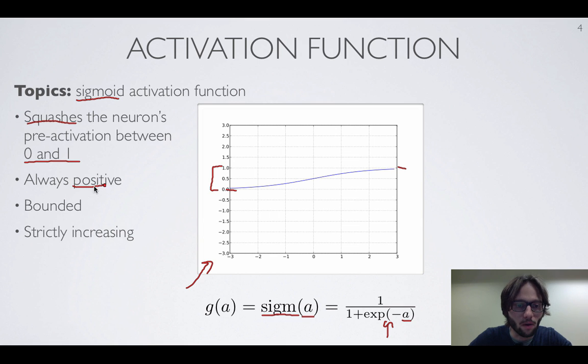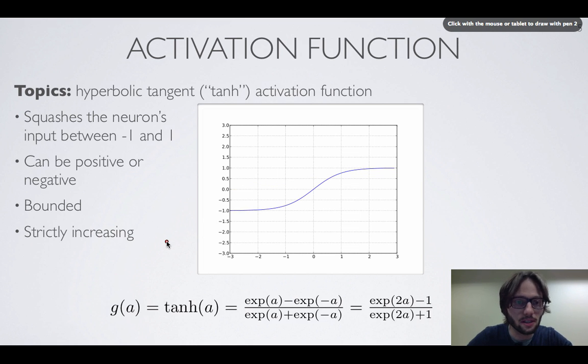So this neuron's activation is always positive because it's always strictly greater than 0. It's bounded, that is, the output of the neuron, the activation of the neuron, cannot be smaller than 0 nor greater than 1. And this activation function is strictly increasing. That is, the bigger the pre-activation, the higher the activation of the neuron will be.